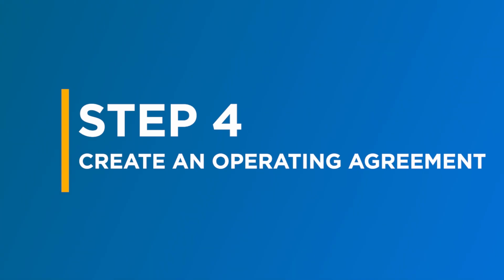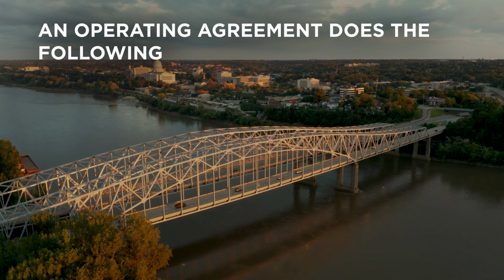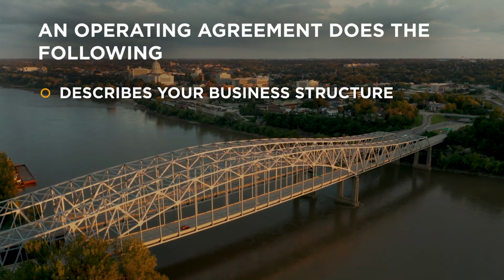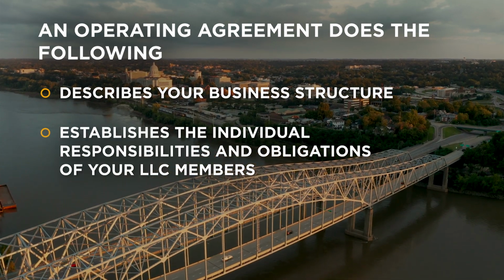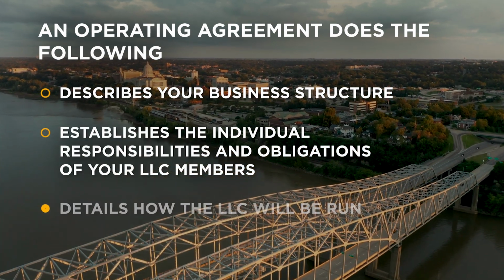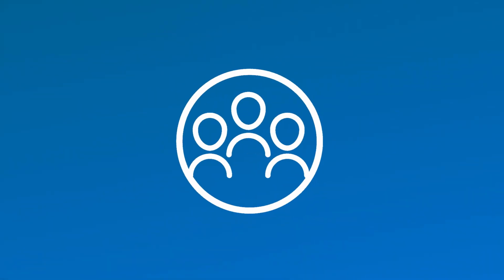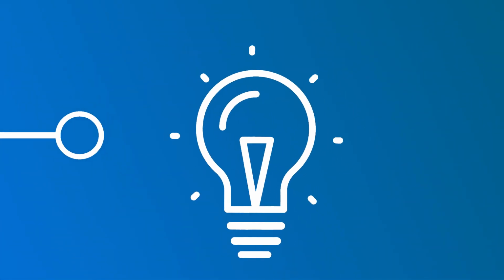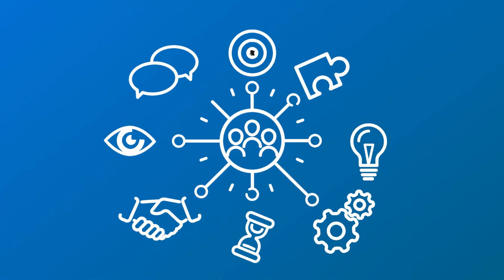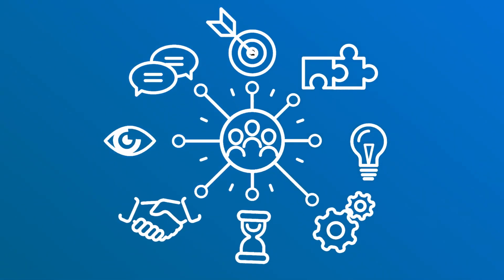Next is to create an operating agreement. An operating agreement does the following: describes your business structure, establishes the individual responsibilities and obligations of your LLC members, details how the LLC will be run. Although Missouri doesn't require one, an operating agreement clarifies the specific duties of its members, which may help your LLC avoid significant legal and operational difficulties.